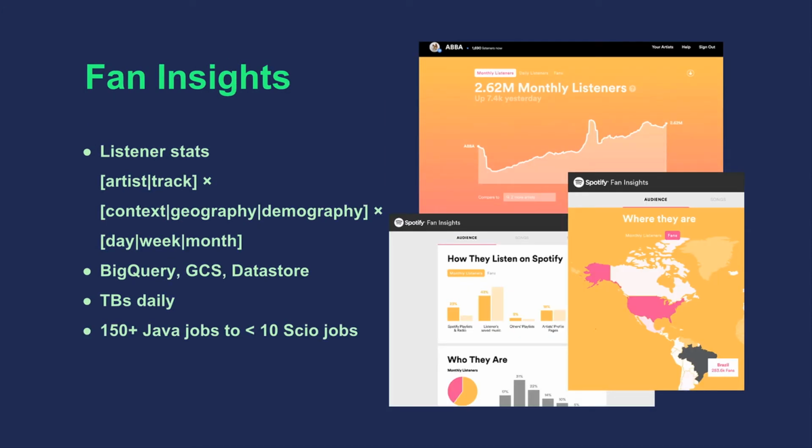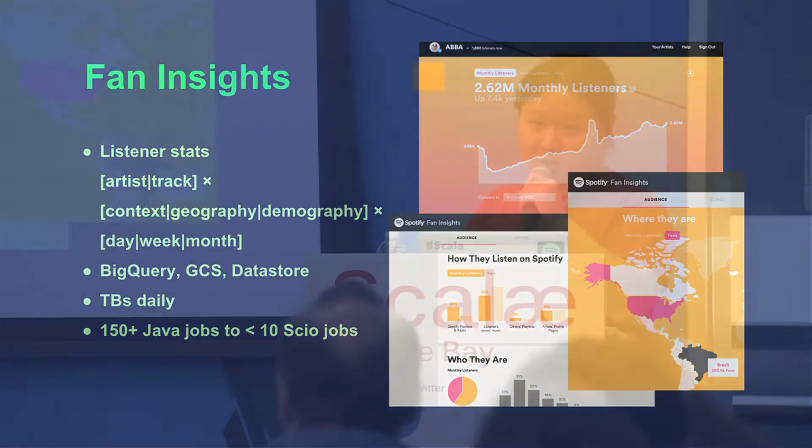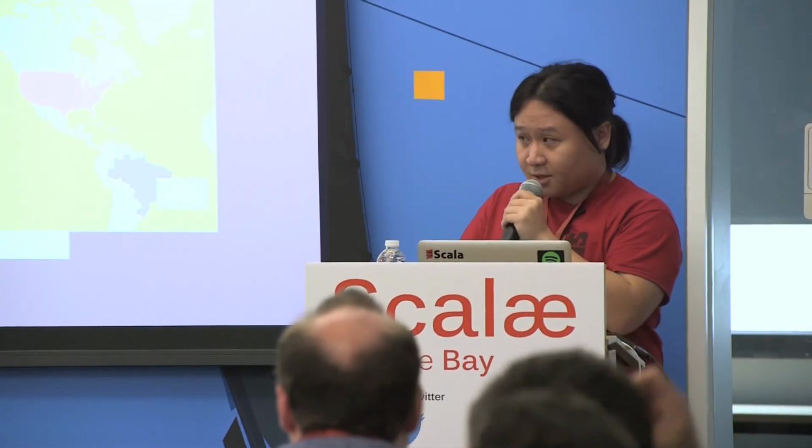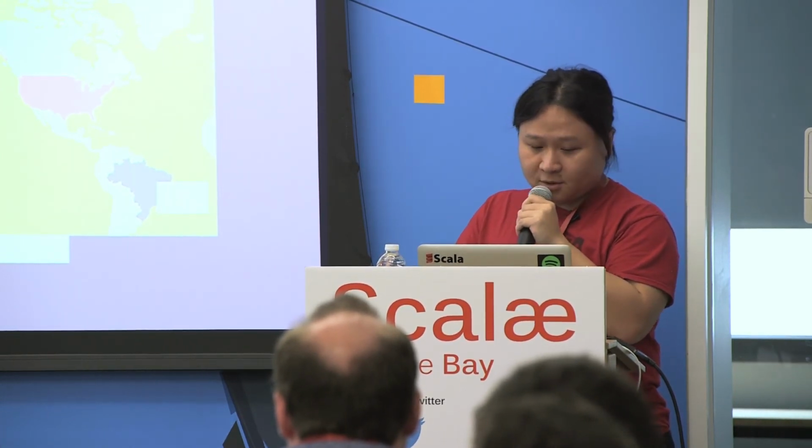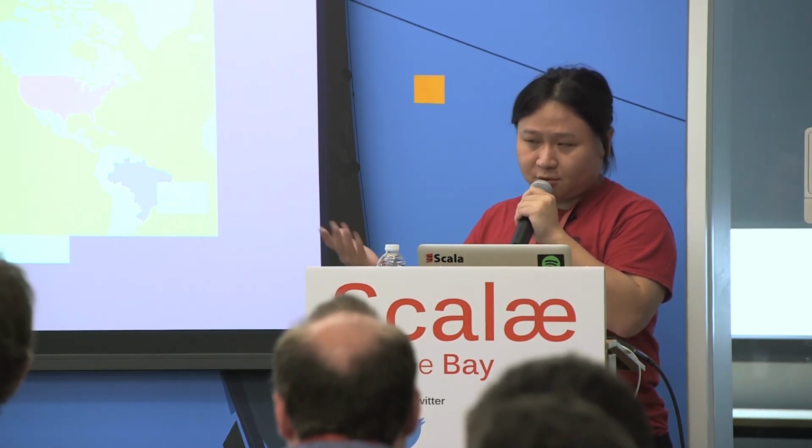Fan Insights, that's the content creator face inside of the business. So if you're a label manager or an artist, you want to see who's listening to my tracks from where. We do a lot of slicing and dicing over many dimensions, like track, artist, over different play contexts, like from a playlist, radio, or recommendation, geographical and demographical dimensions, and over daily, monthly, weekly aggregation. This processes terabytes of data on a daily basis. It used to be 150 Java MapReduce jobs. Now it's less than 10 Scio jobs because you can just do so much more in a single Scala pipeline.